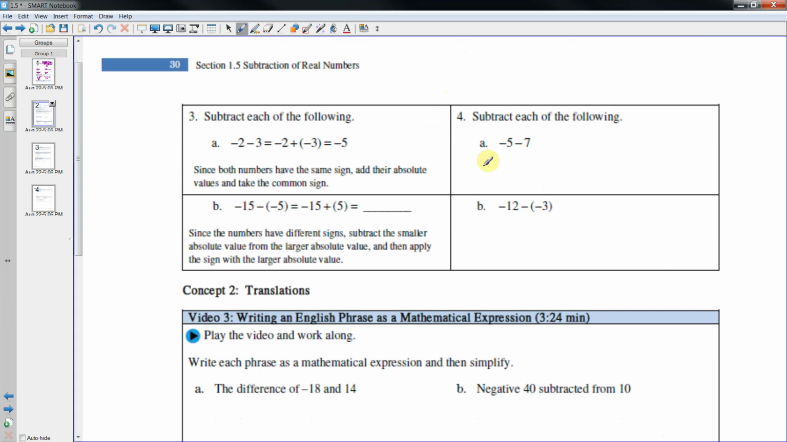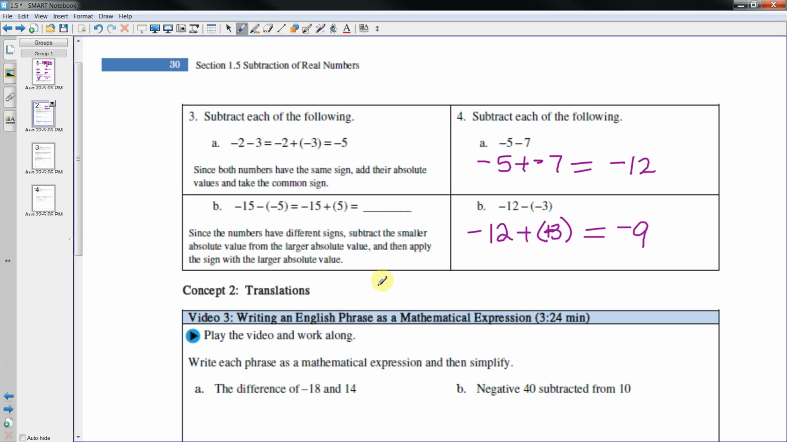Negative 5 minus 7, so that's negative 5 plus a negative 7. They're both negative, so add them and keep the negative and get a negative 12. Negative 12 minus a negative 3 means I'm going to have plus plus. So negative 12 plus 3, 12 minus 3 is 9. The 12 is bigger, it stays a negative 9.